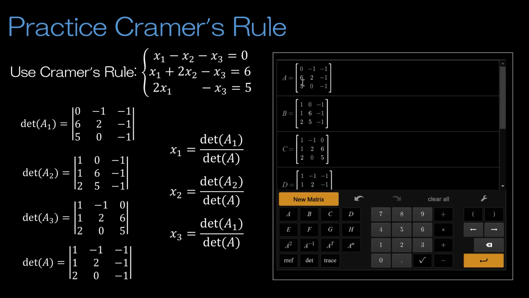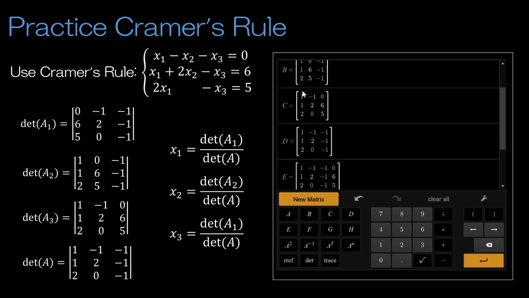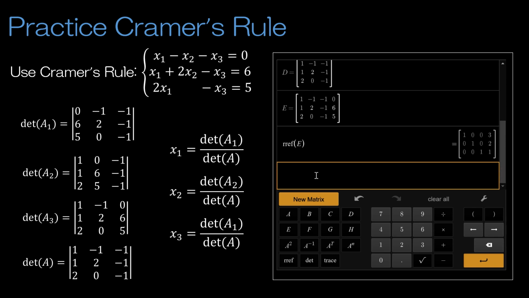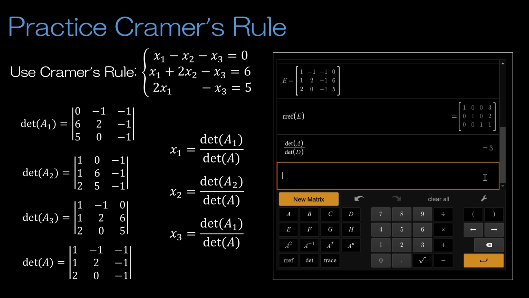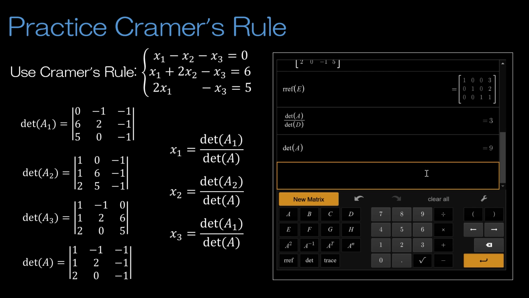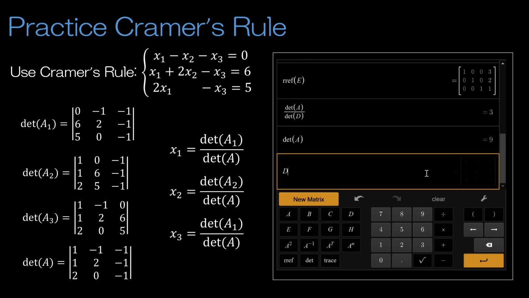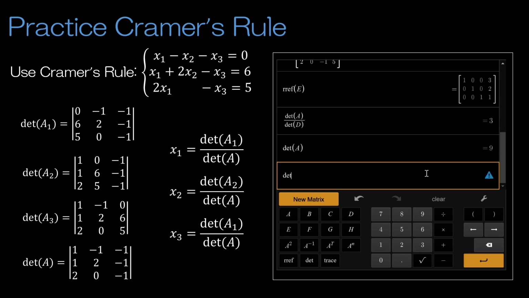So that's the coefficient matrix. In A, notice I've replaced the first column with 0, 6, 5. So let's test the theory. I should get 3 as a solution, but this is telling me that I should take the determinant of A and divide it by the determinant of D. And notice I do in fact get 3. Of course you can find each of those separately. The determinant of A is 9, which makes the determinant of D 3.